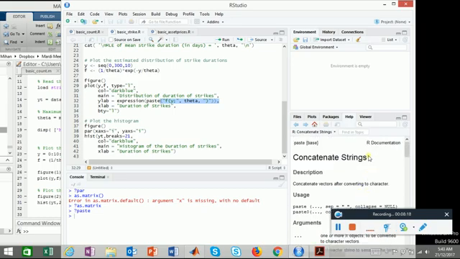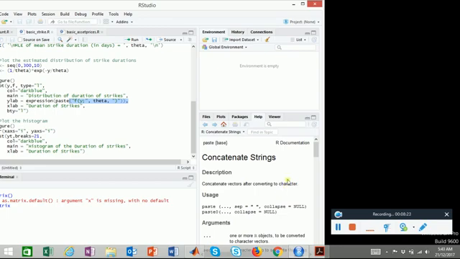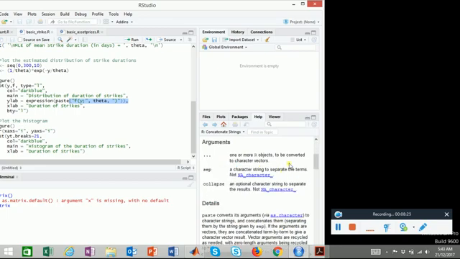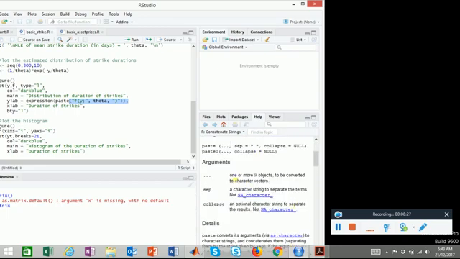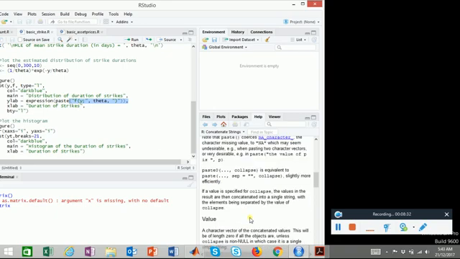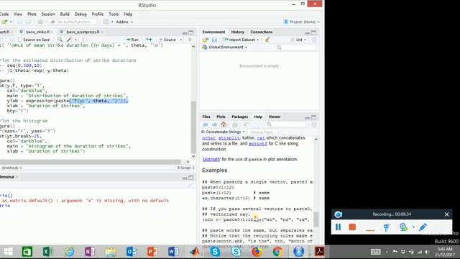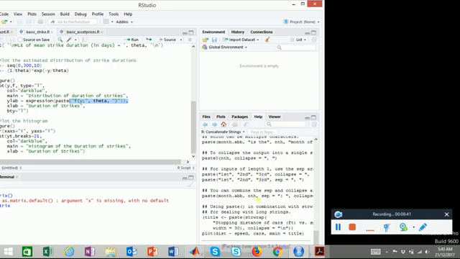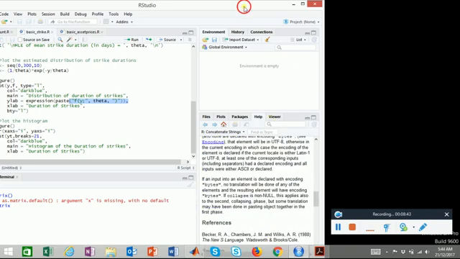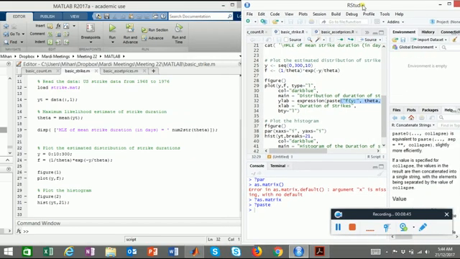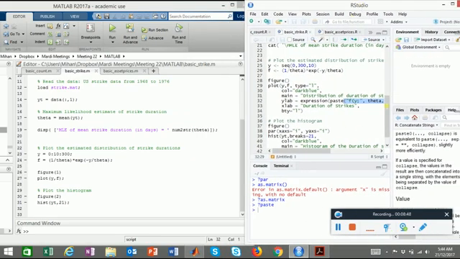Paste concatenates strings, collapse null. One or more objects are to be converted to character vectors. So I'm converting them to character vectors. You must have a lot of examples as character. These are not very helpful compared to MATLAB, where help is much better. Anyway, it is acceptable because R is being developed by individual users.